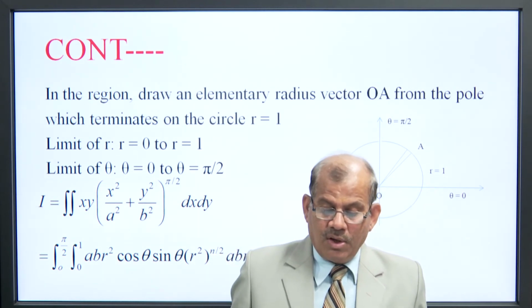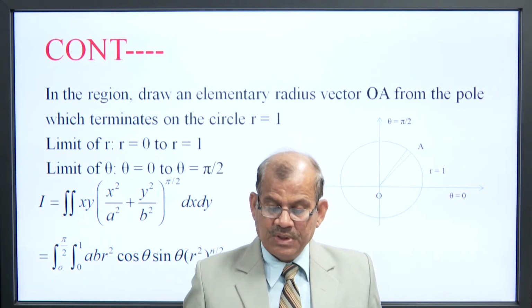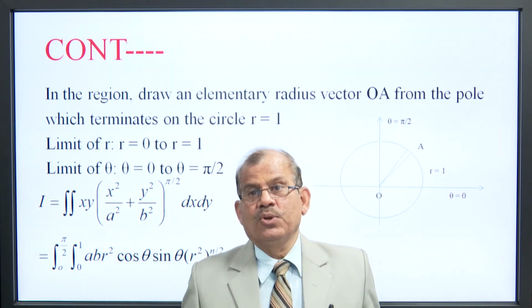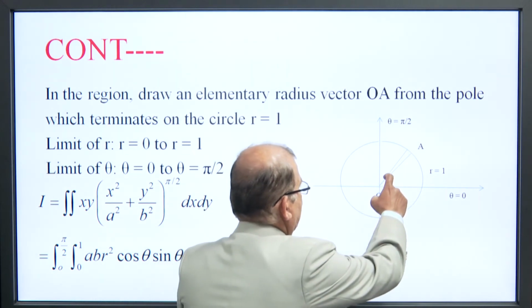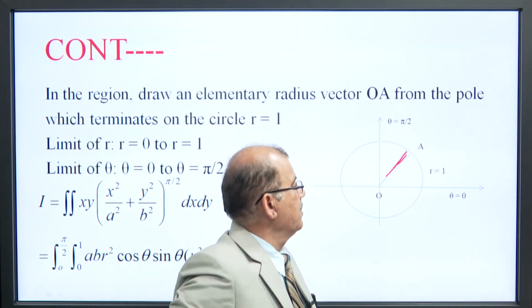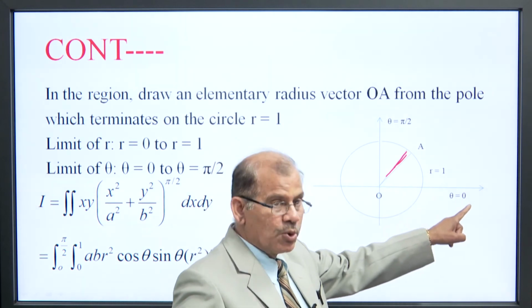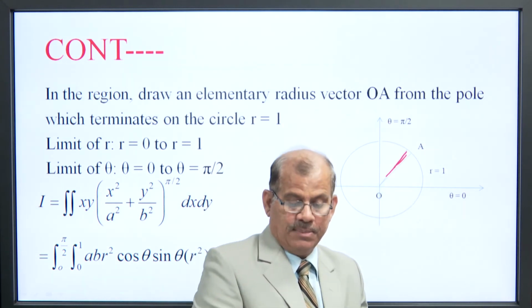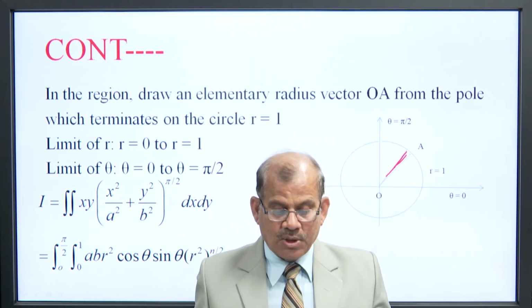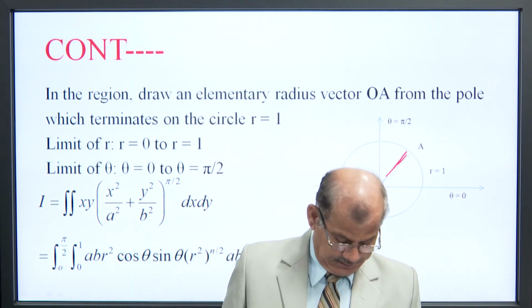In this region, draw an elementary radius vector OA from the pole which terminates on the circle r equals 1. OA is the strip parallel to r, and in this strip theta varies from 0 to pi by 2. The limit of r is 0 to 1, and the limit of theta is 0 to pi by 2.